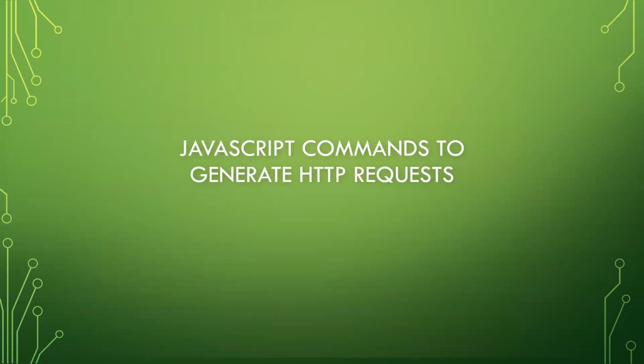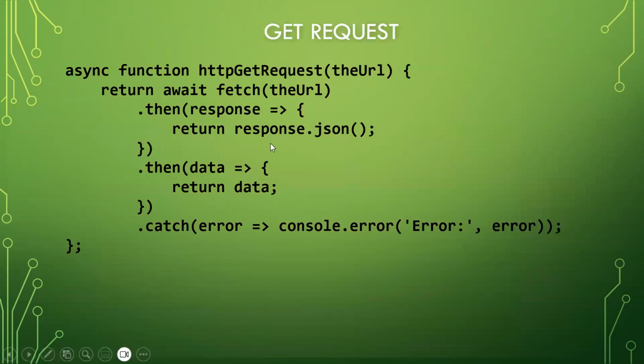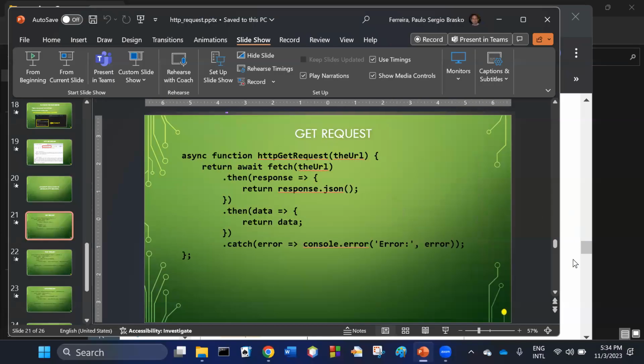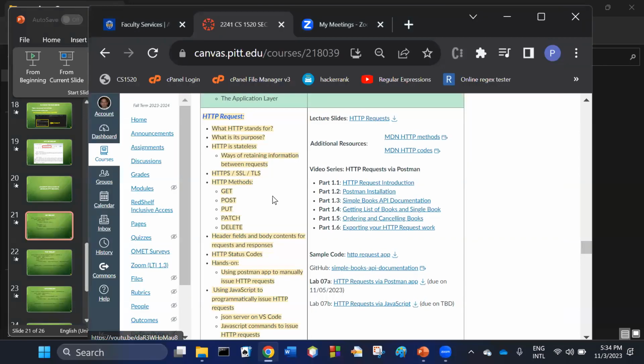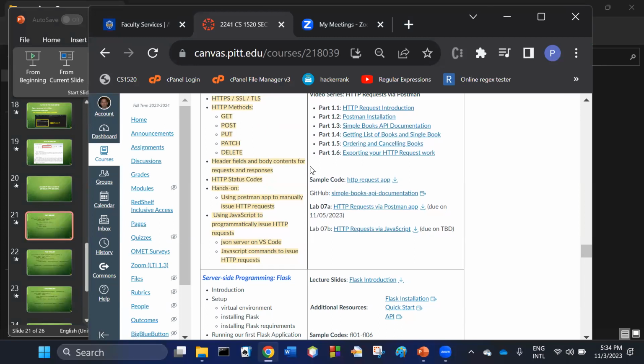So let's go for it. Let's stop the presentation for a little bit. Let's go to Canvas, and in Canvas you're going to get this simple code, HTTP request, and we are going to run the JSON server. Before that, let's do this.